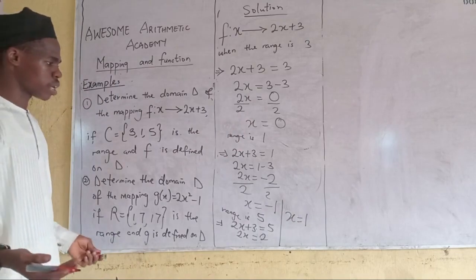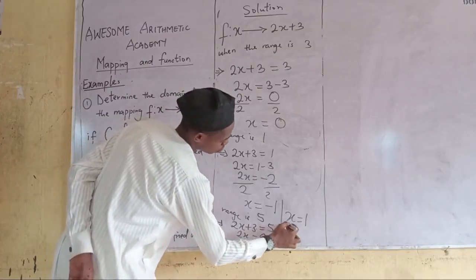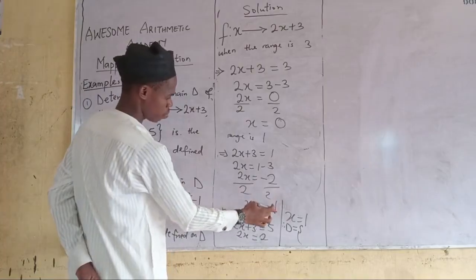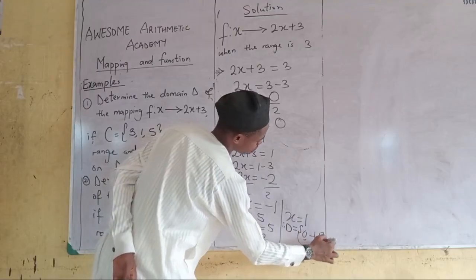So in that case now, the domain is what? Therefore, the domain equals 0, minus 1, and 1.